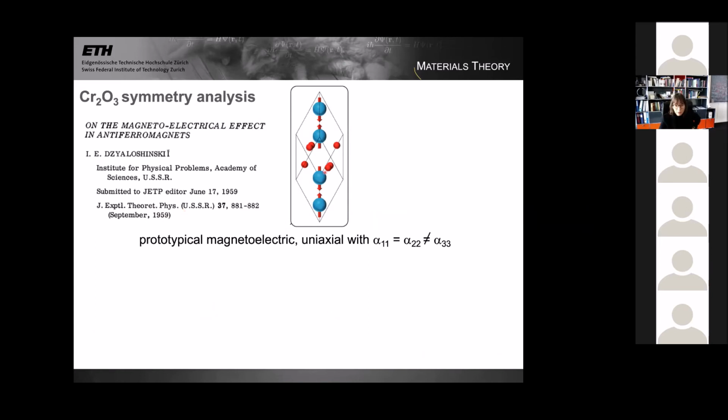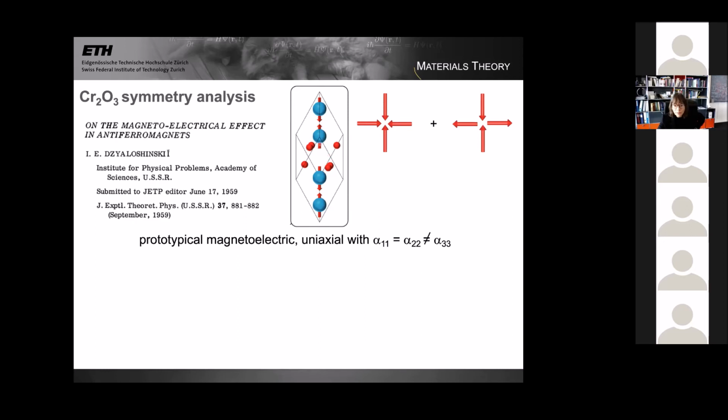You can kind of see from the crystal structure, it's uniaxial, it has uniaxial symmetry, and so its magnetoelectric tensor is also uniaxial. And alpha 1,1, the response along the z-axis, is different from the in-plane response. And in plane, the yy and xx responses are equal to each other.